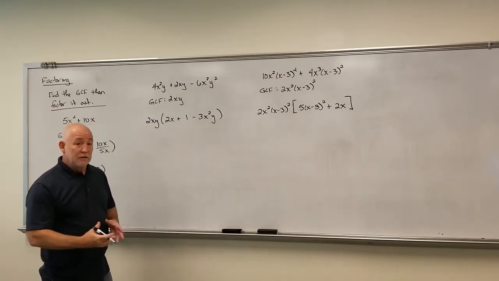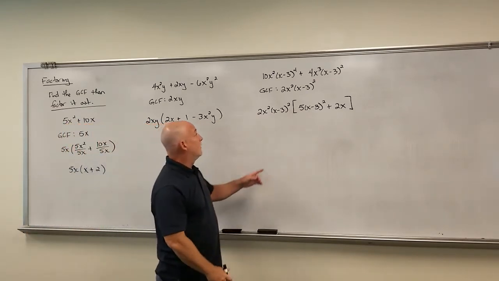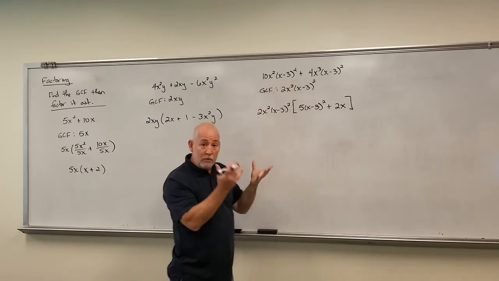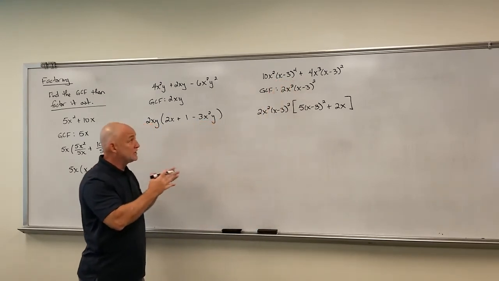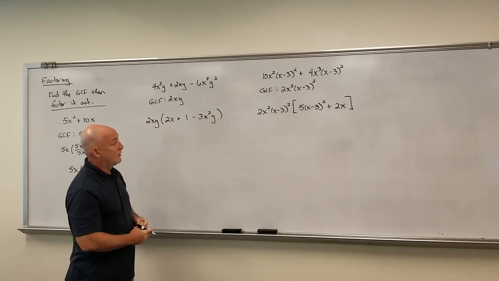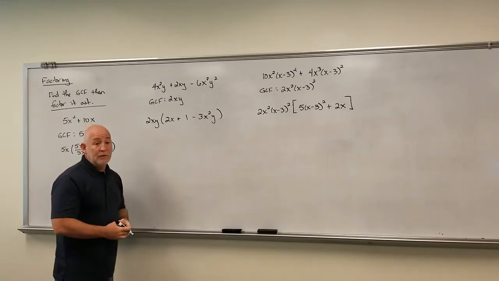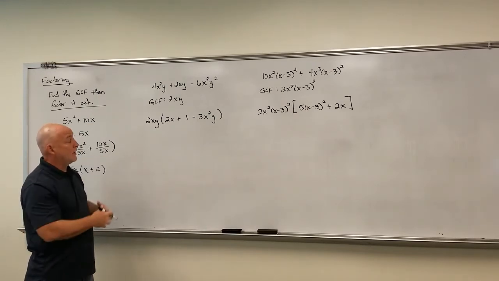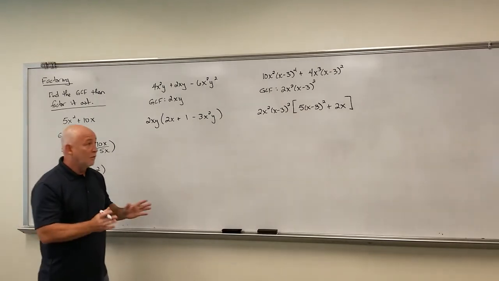All right, pretty ugly looking, but the whole idea for this concept is we need to start thinking about when we see stuff like this as one thing, one animal. It's just an x minus 3, like a brand new letter. All right, so for every problem that we run into from now on, we're always going to try taking out the greatest common factor first. We always want to do that.